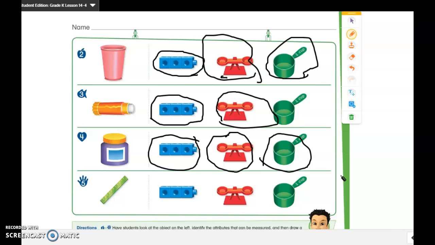All right, what about a ruler? What can we measure a ruler with? Which is kind of funny because a ruler is a measuring tool, isn't it? Well, we could definitely take my ruler and see if it is shorter or longer than a cube train. And we can see if it is heavier or lighter than something on a pan balance.